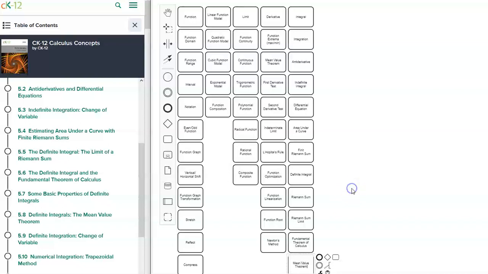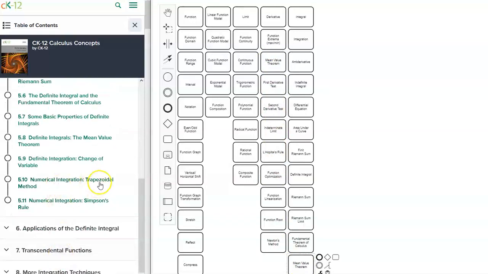There we go. So the other theorem was... We got the fundamental theorem of calculus, Newton's method, L'Hopital's rule. Mean value theorem up here, so we already have that one. So we'll change this one down here. Change of variable, numerical integration, trapezoidal method. I'll do that, and there's 2 topics on that, so it must be relatively important.